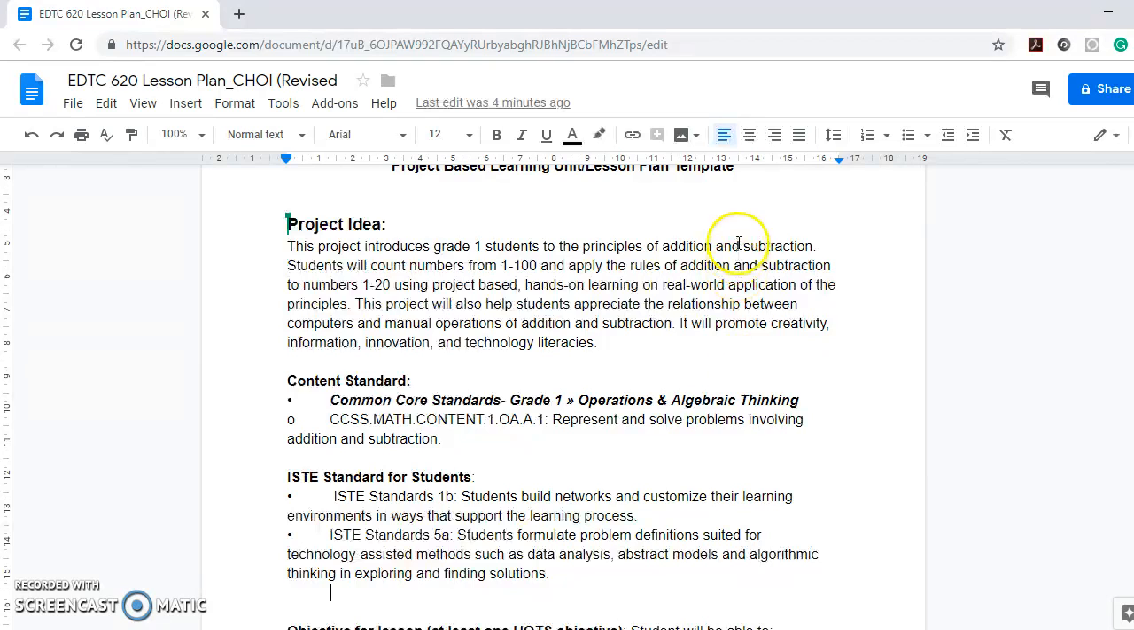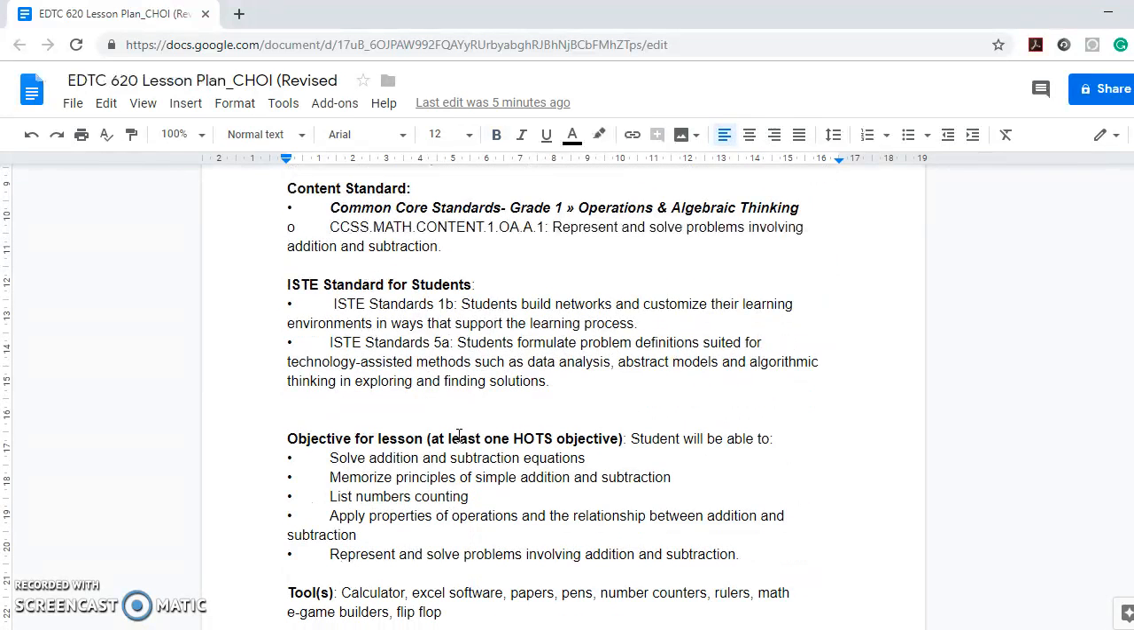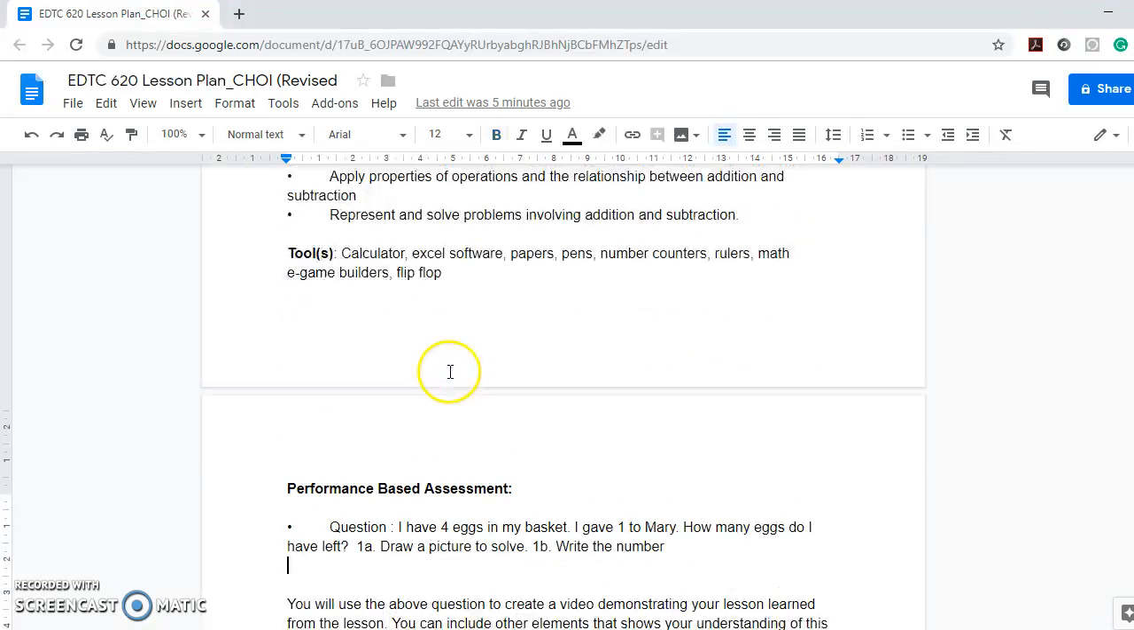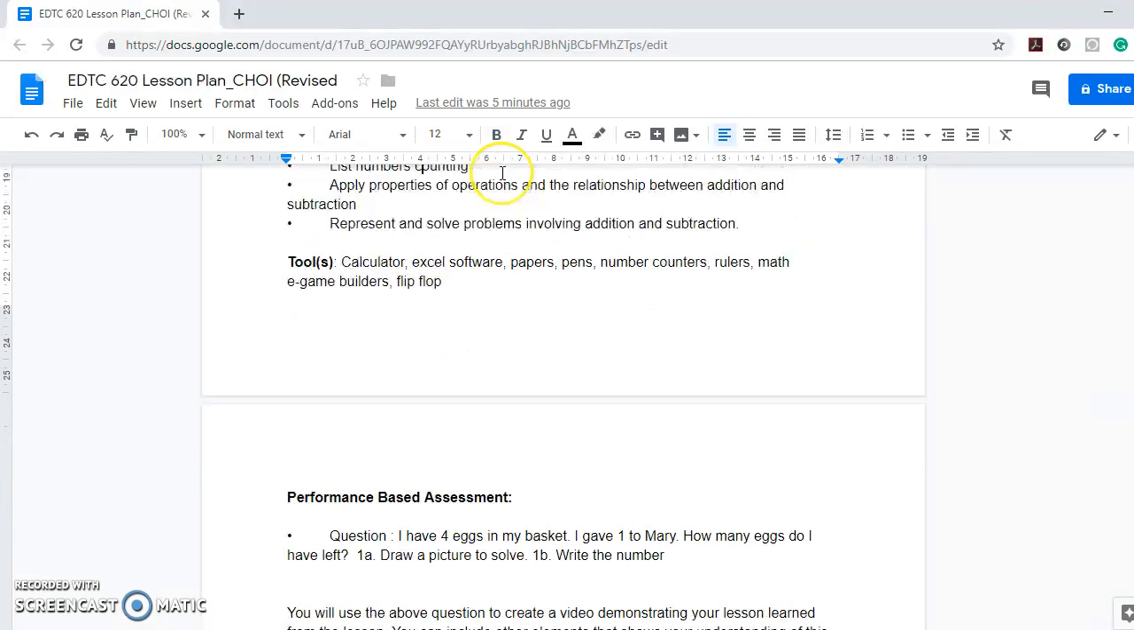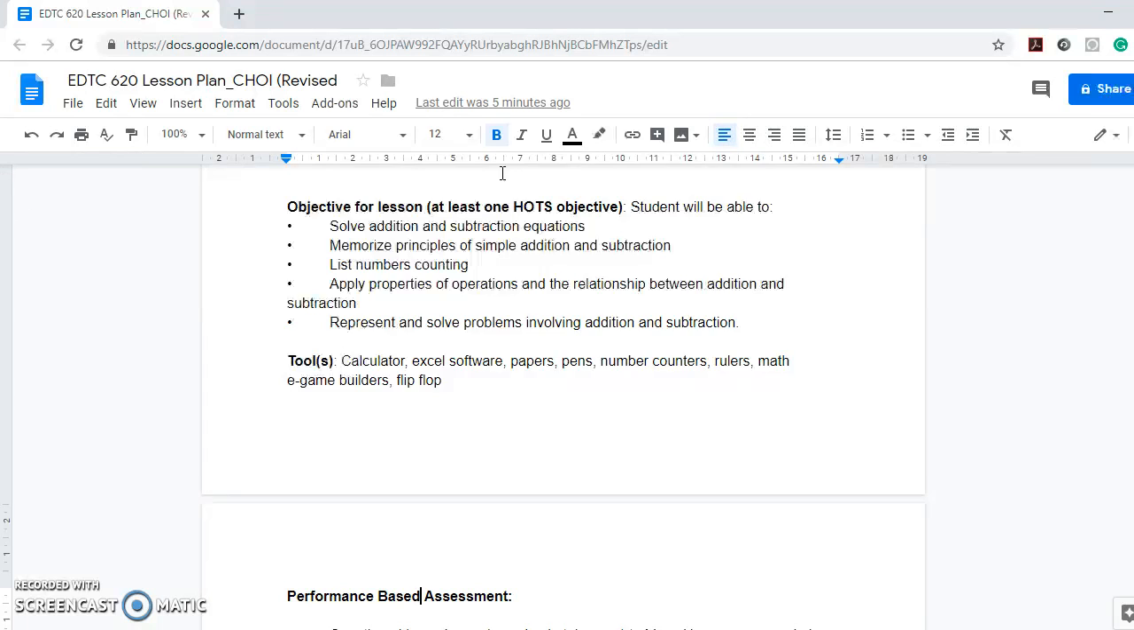So right now we're only looking into one Common Core standard. And then the ISTE standard, we have two of them here. So these are the objectives. We went over the objectives last week and the tools you need.